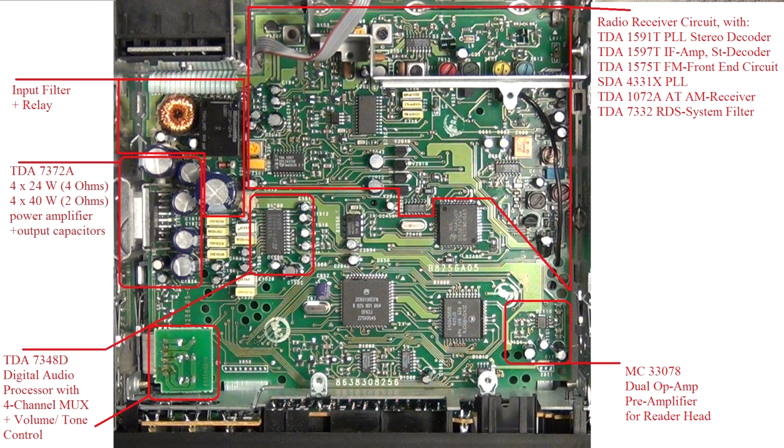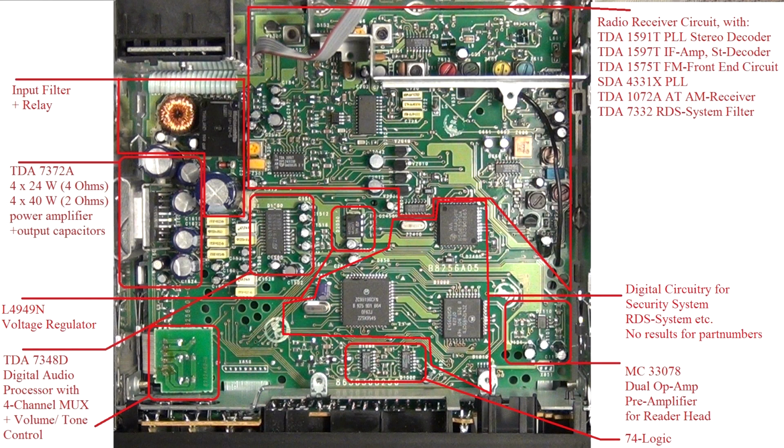Furthermore, we find an integrated linear voltage regulator L4949N. It most certainly generates the 5-volt supply voltage for the digital circuitry. Down here you can find some 74 logic. The remaining chips, whose part numbers didn't deliver any useful information, surely comprise digital circuitry, which handles the RDS system, the security features and other functions. The crystal oscillators make it very probable, though, that they are microcontrollers.